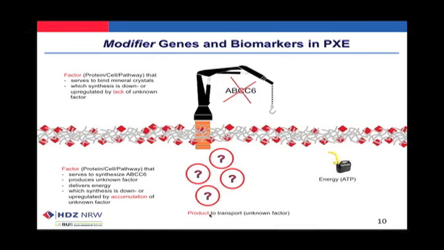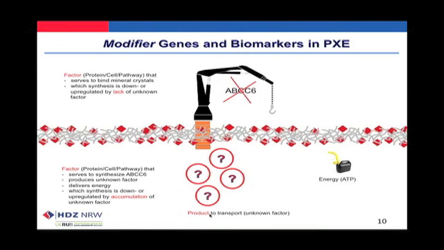So in this slide, I try to visualize where we could find such modifier genes, and when we detect modifier genes, we hope that these genes, or the products of these genes, might serve as biomarkers for PXE diagnosis or for disease monitoring. Unfortunately, we cannot measure ABCC6 because this is a protein which is located in cell membranes, and we don't have access to this source.